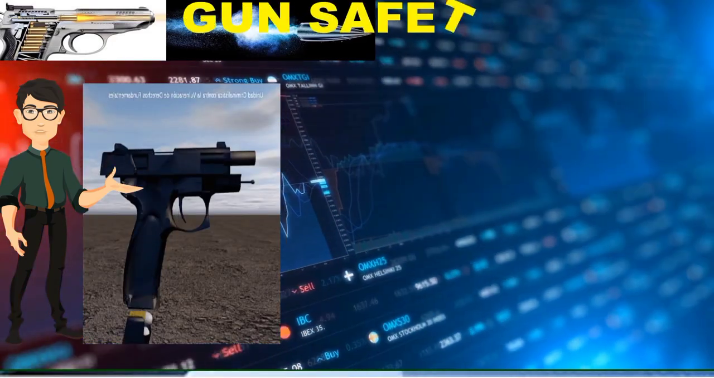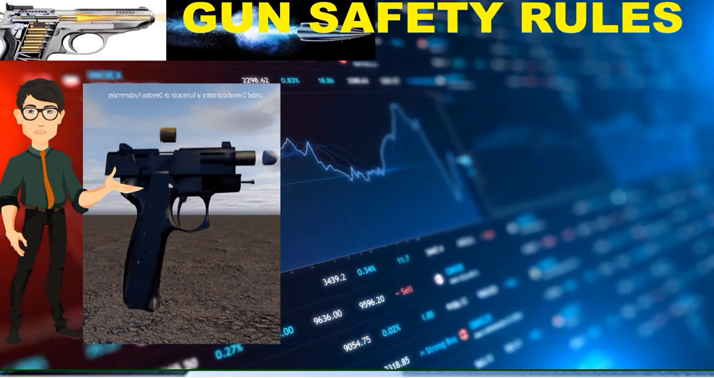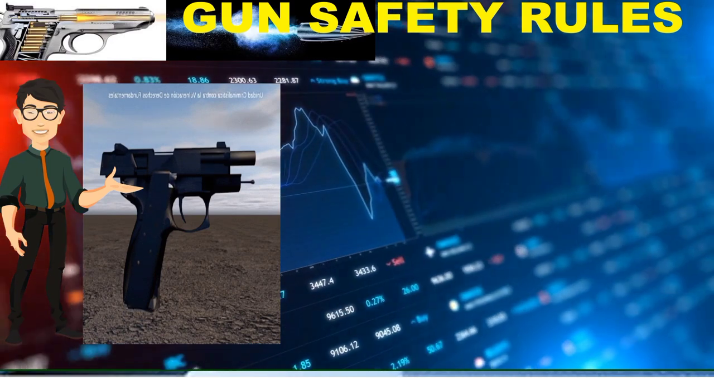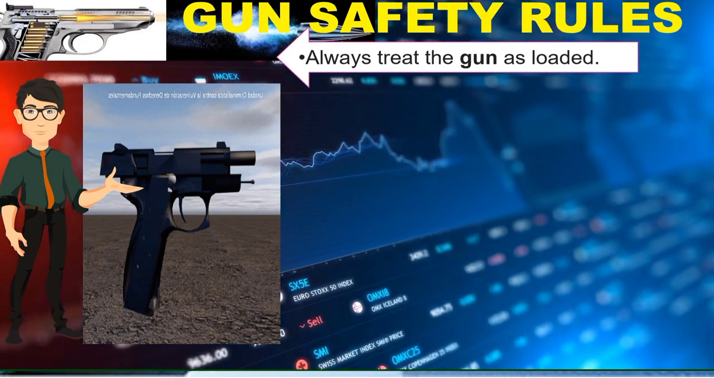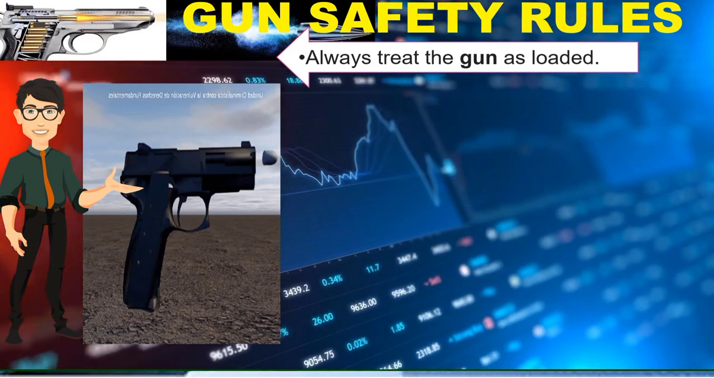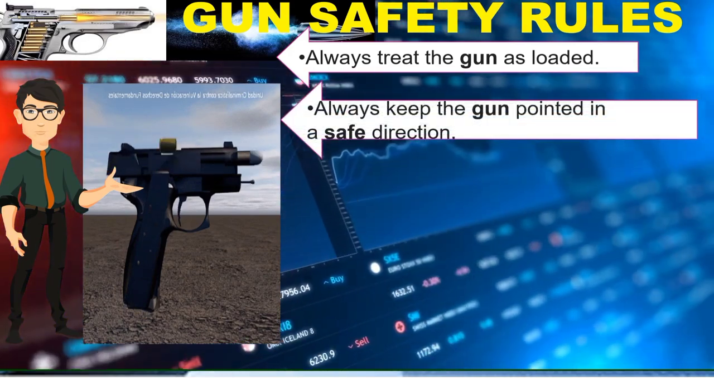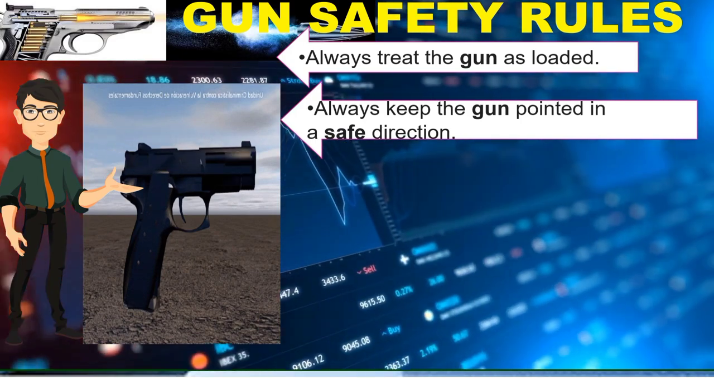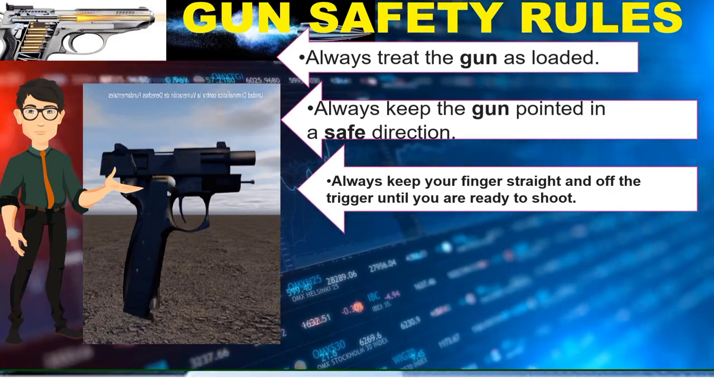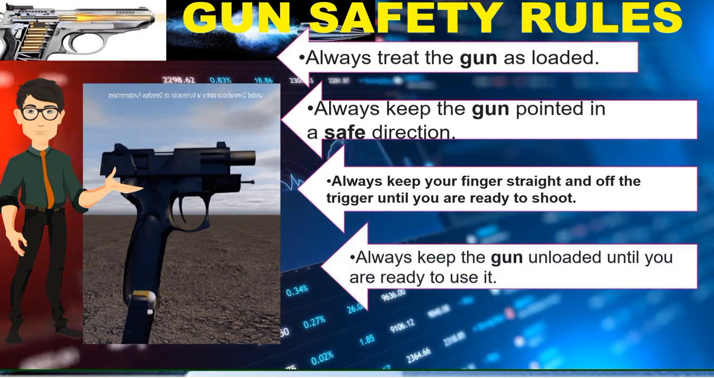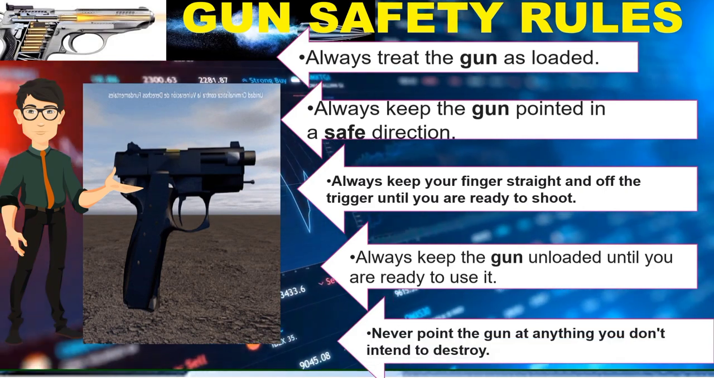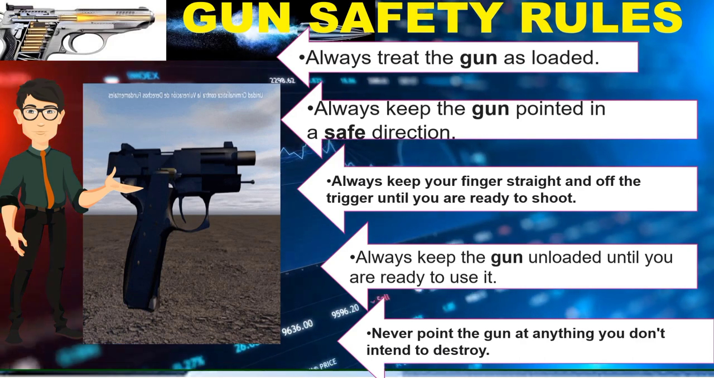Next, let us know the gun safety rules. That is very important to avoid any accidents or unwanted incidents. First, always treat the gun as loaded. Even if you know that there is no cartridge loaded in the magazine, always treat the gun as loaded. Always keep the gun pointed in a safe direction. Always keep your finger straight and off the trigger until you are ready to shoot. Avoid being trigger happy. Then always keep the gun unloaded until you are ready to use it. And never point the gun at anything you don't intend to destroy.